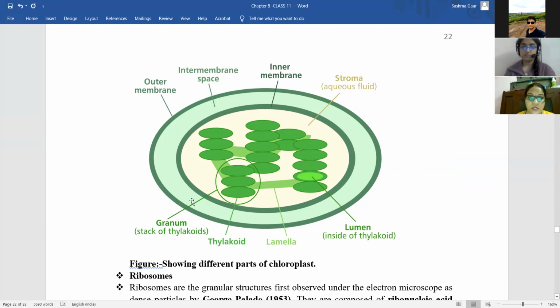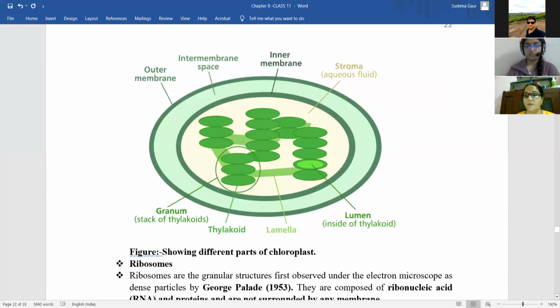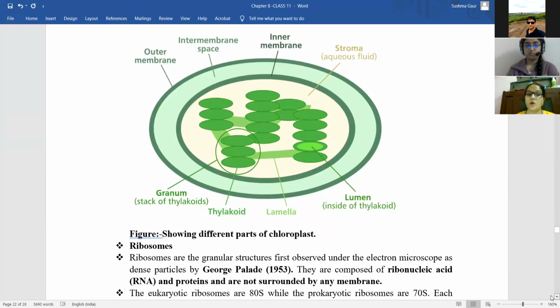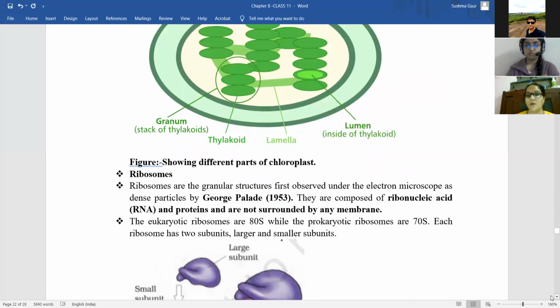So this is the structure of different parts of chloroplast. This is the outer membrane. This is a space that is present between outer and inner membrane. And these, single is known as granum, and the group of grana are known as thylakoid. This is the thylakoid lamella, and this is the lumen, that is the central region present inside the thylakoid. So if a chloroplast question comes, and it is written that you have to draw the diagram, then draw this diagram. Okay.